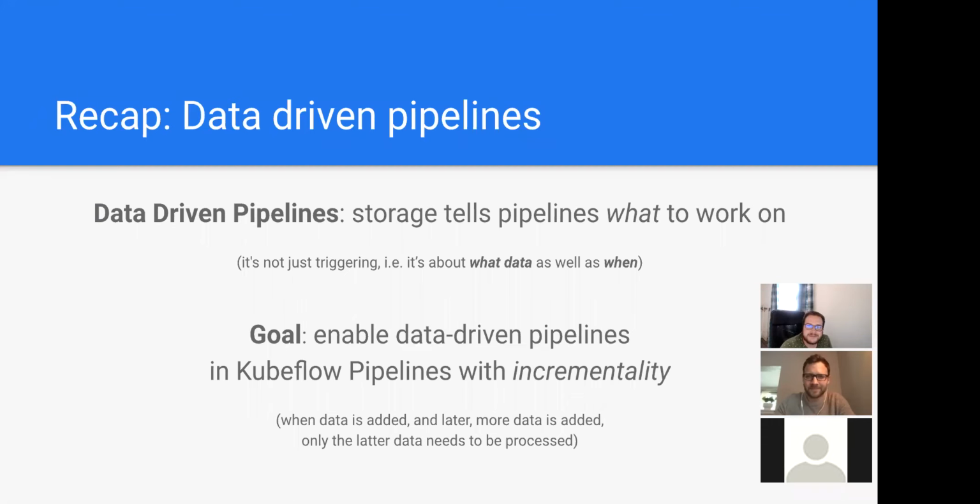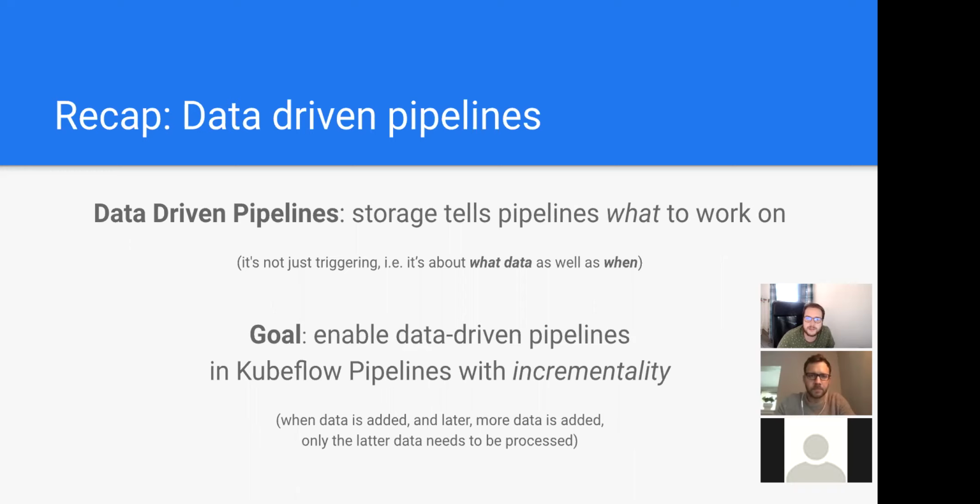So the goal here is data-driven pipelines. The status quo with Kubeflow pipelines right now is that it's very pipeline oriented rather than data oriented. So pipelines will run whenever they're triggered, and they can either be triggered on a schedule, so they can run nightly, or they can just be run in an ad hoc way. And the pipeline doesn't really know anything about what data it's going to operate on. And there's no easy way right now with Kubeflow to trigger a pipeline when some new data is available.